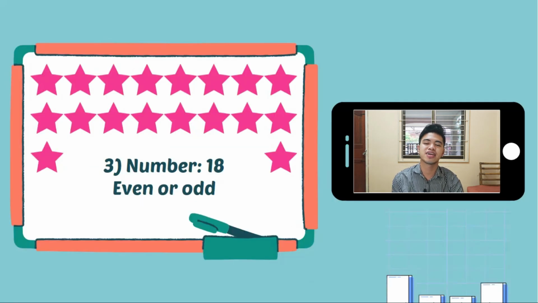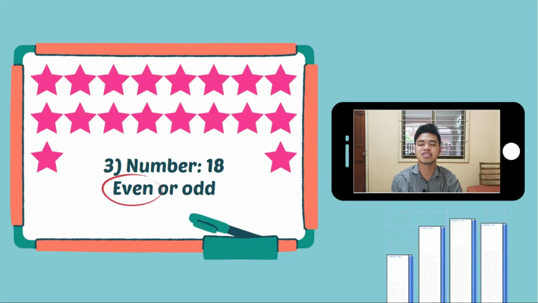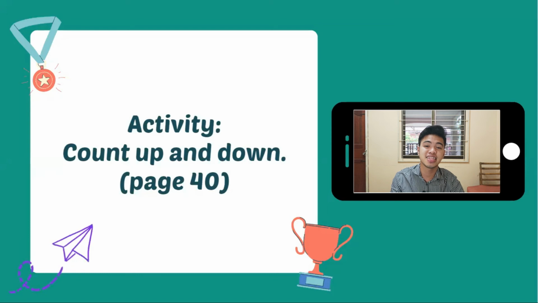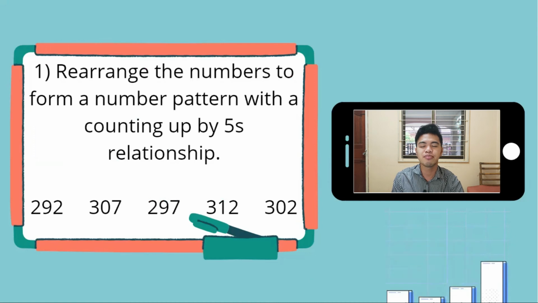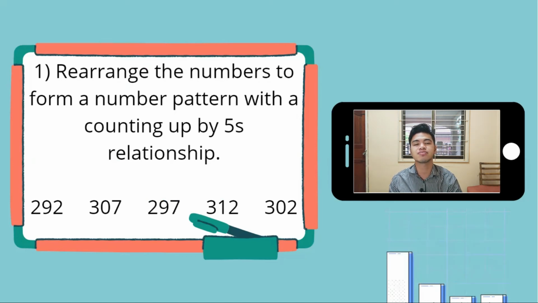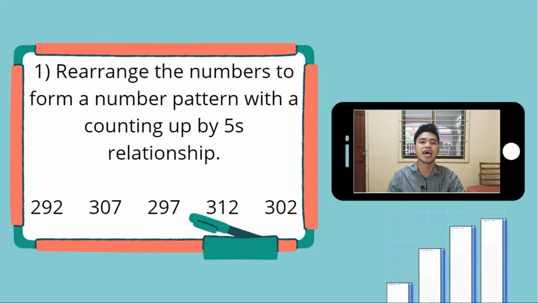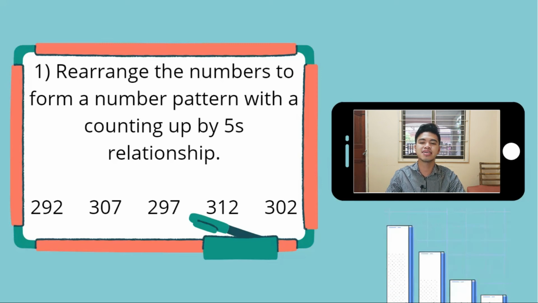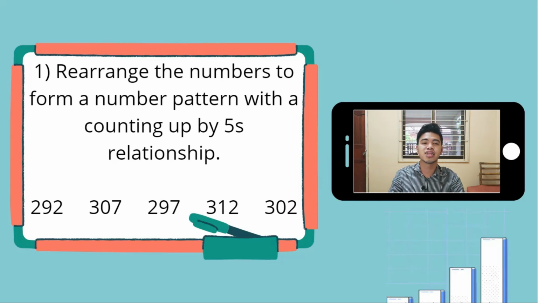So now we are going to the last part of our skill advancement activity. Okay, here we are going to count up and down. This is also found in page 40 of your mathematics book. Here in the number 1, we are going to rearrange the numbers to form a number pattern with a counting up by 5's relationship. When we say counting up, kids, we will begin from the smallest number and then we will end up to the biggest number. Okay, so here are the following numbers.